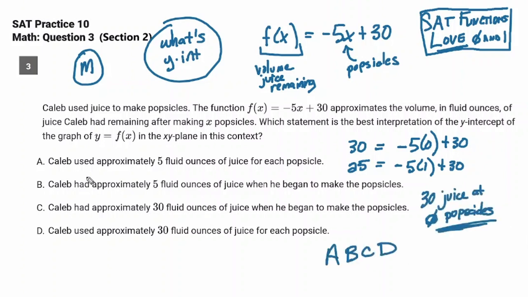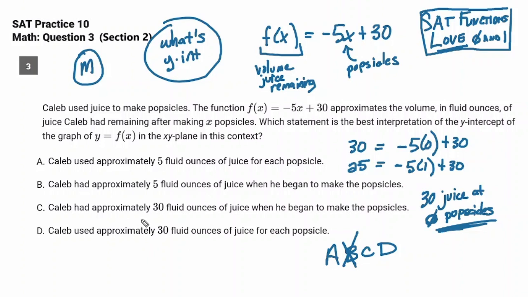A. Caleb used approximately 5 fluid ounces of juice for each popsicle. Well, that looks like it's true, and a lot of people are going to keep this, so we're going to keep it for now, right? That's definitely true. You got 30 at 0 popsicles, 25 at 1 popsicle. Looks like he used 5 for each popsicle. Keep it. B. Caleb had approximately 5 fluid ounces of juice when he began. No, man. When he began at 0 popsicles, how much juice did he have? He had 30. So B is gone.